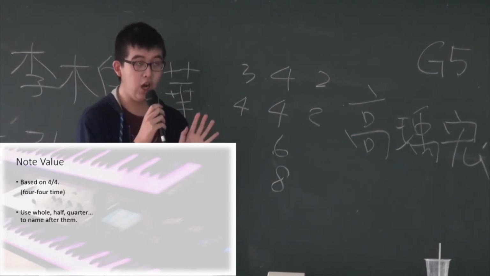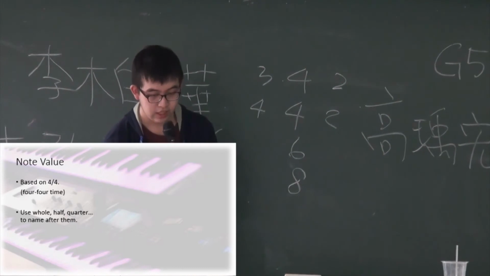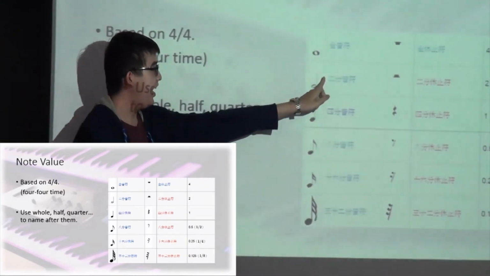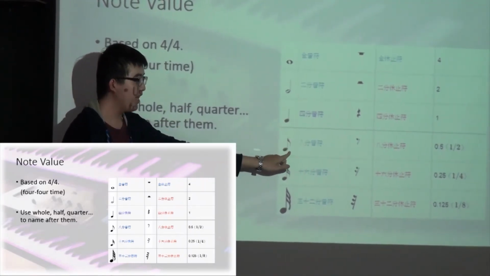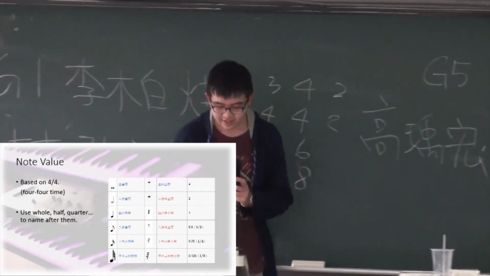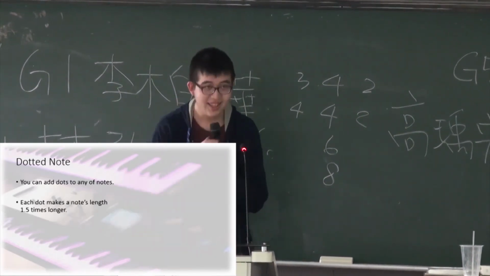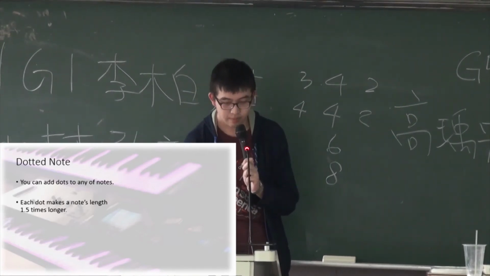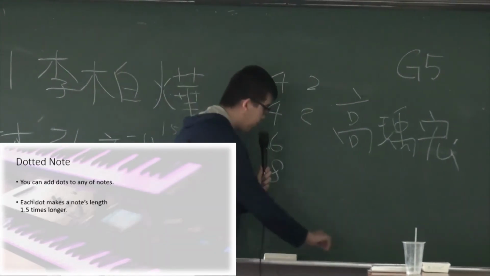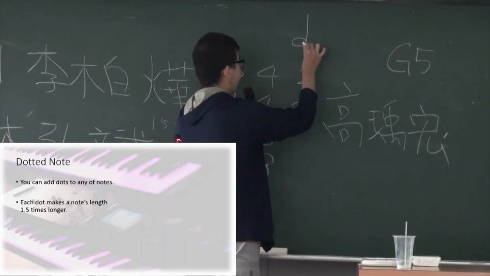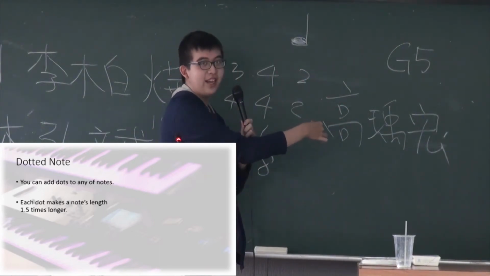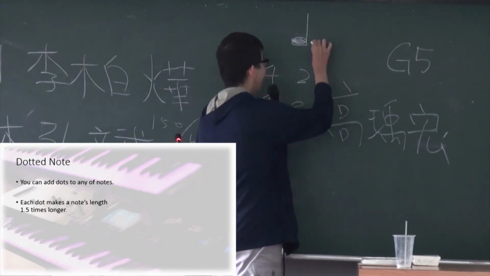And the notes use the whole, half, quarter to name after them, like this. This is the whole, and half, quarter, 1/8, 1/16, etc. And the dotted note. Based on this picture, we can use the dot to make different lengths, like this one. And can you see it? Or I'll just turn on the light. Okay, you can see it.